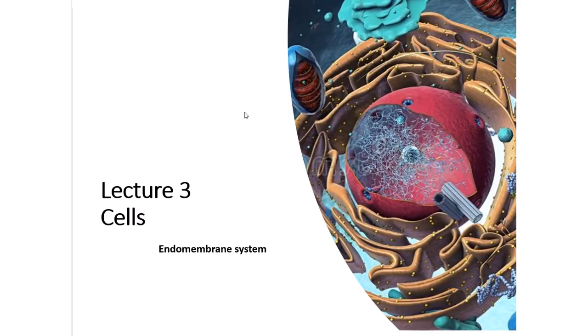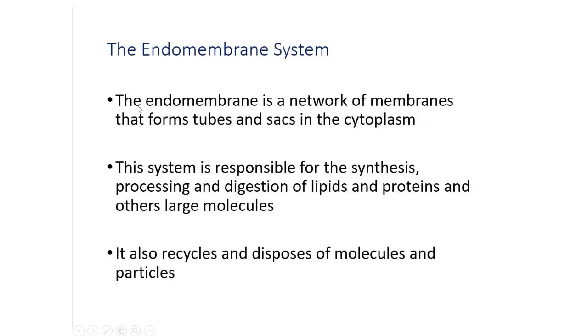Let's begin by talking about the endomembrane system. This refers to a network of membranes that exist within the cytoplasm, as well as a few other organelles that are bound by membrane. So the endomembrane system is responsible for the production as well as processing and digestion of things like lipids and proteins, as well as other large molecules.